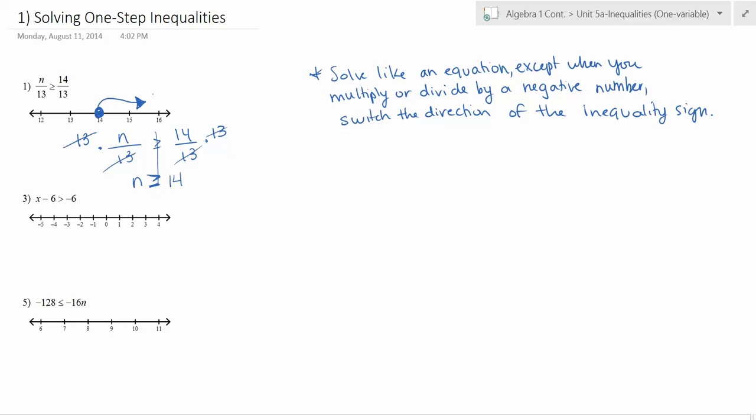Okay, if you skip down to number 3, again it's just a one-step problem, so x minus 6 is greater than negative 6. Okay, solve it like an equation, so you'd want to add 6 to both sides. So x is greater than 0. Now it doesn't include 0, so it's just going to be an open circle, but it's greater than, so you'd be moving to the right.